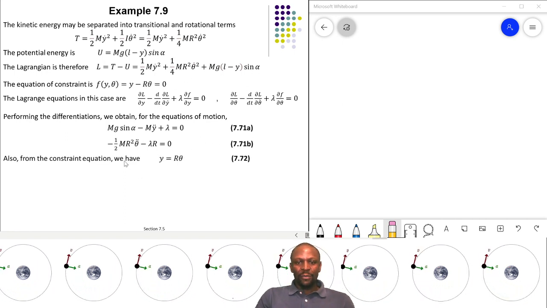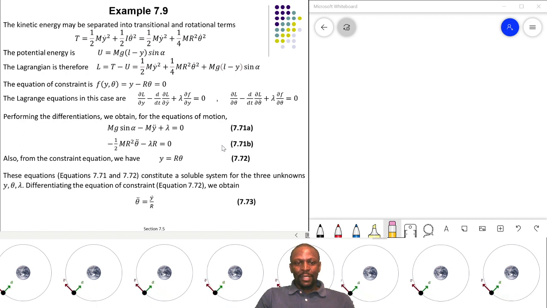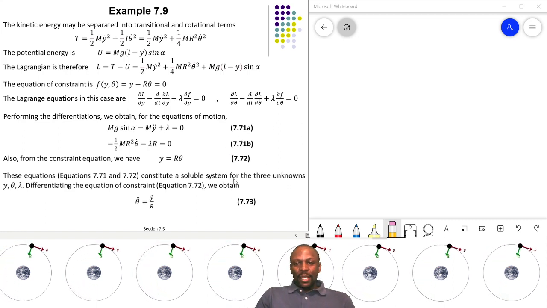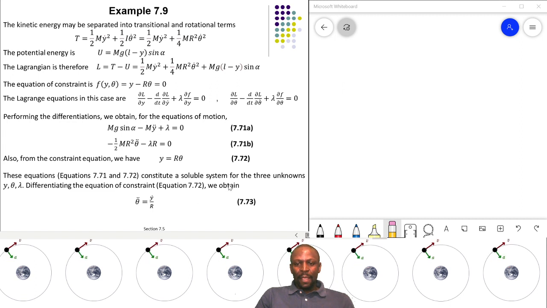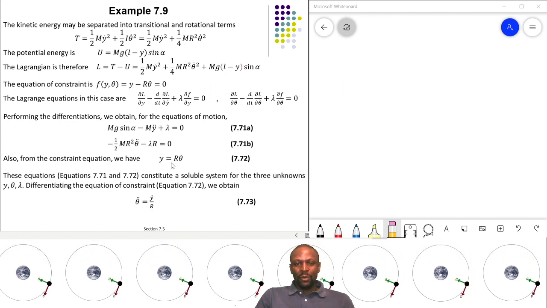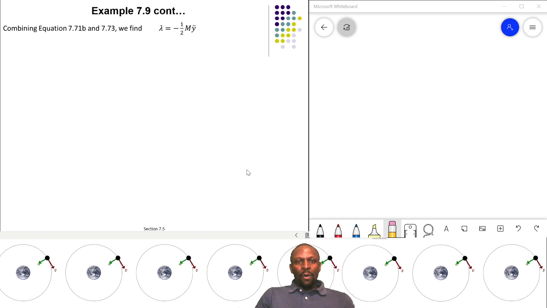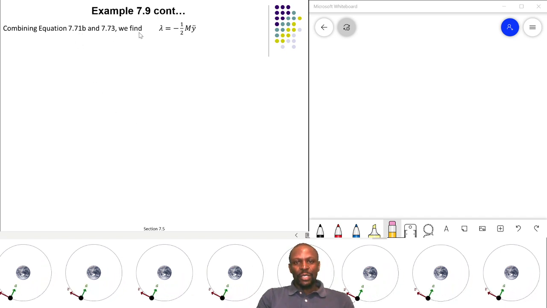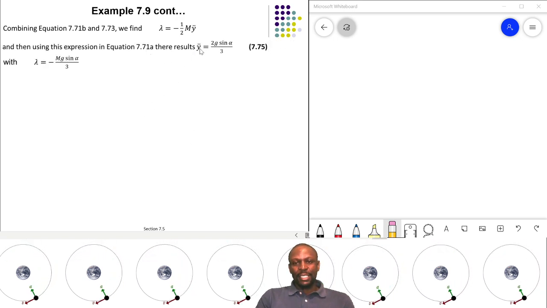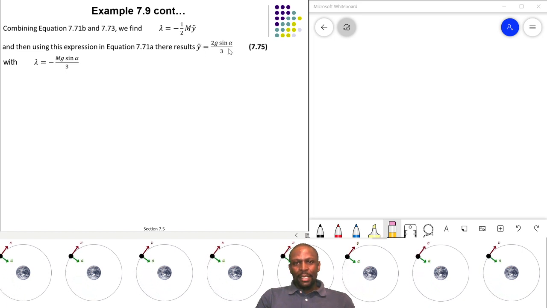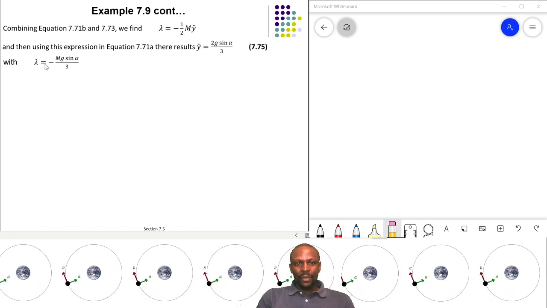Now, from the constraint equation, we have y equal to r theta. Now, these equations constitute a soluble system of three unknowns, y, theta, and lambda. Differentiating the equation of constraint, we obtain this. Now combining equation seven, these equations, we can find that lambda is just given by that. And then using this expression in that equation, this results in y double dot being given by this equation.